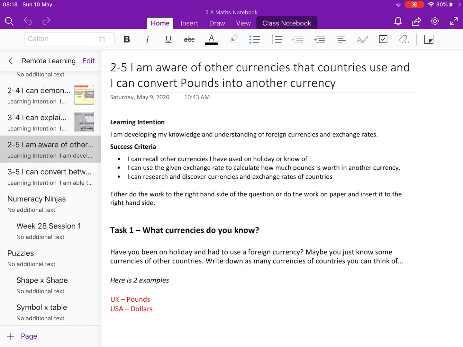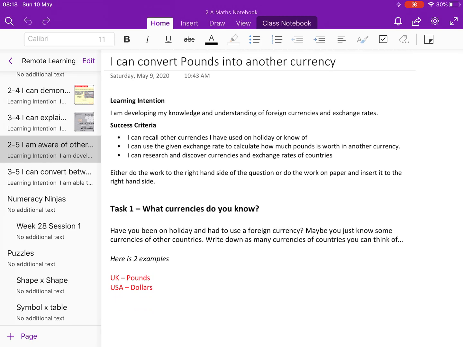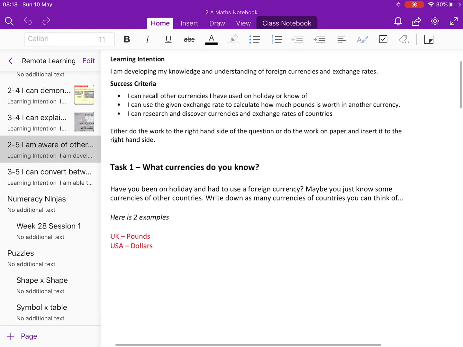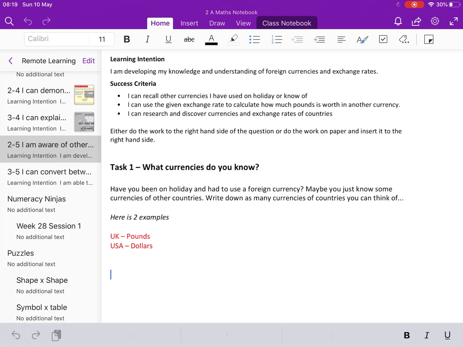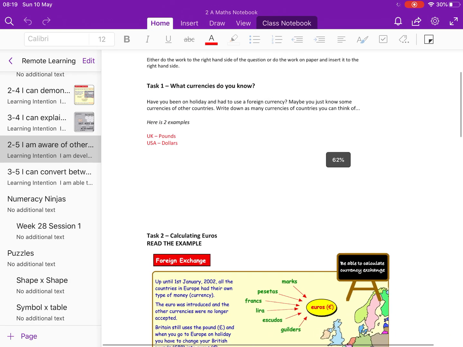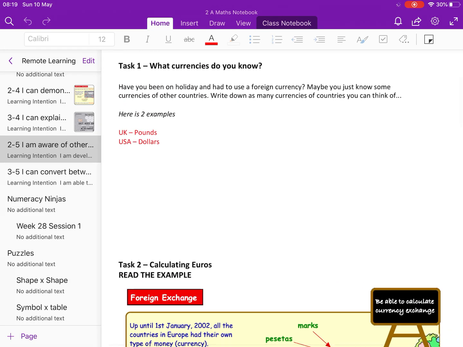So 2.5, okay, we've talked about what your learning intention is about foreign currency. The idea is that you can recall other currencies that you have used on holiday or some that you know of. You can use a given exchange rate to calculate how much pounds is worth in another currency, and then you can research and discover currency and exchange rates of other countries. Okay, so as per usual, do the work on paper and insert it in OneNote at the right hand side over here, or you can write straight on the OneNote.